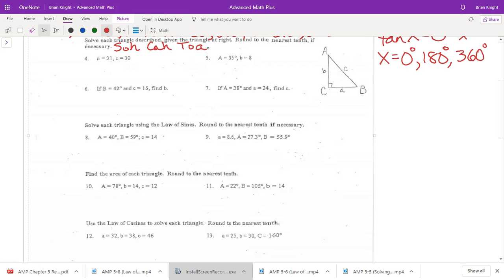It is easier, but why? Well, they gave me a picture, okay? Anytime I have a triangle, I'm probably doing SOHCAHTOA. All right, it just makes life easier.